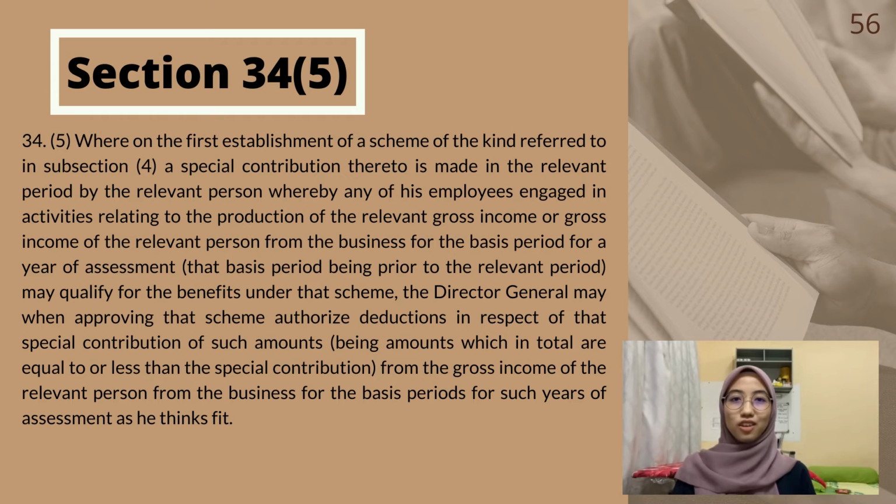Next is Section 34(5). In this section, it mentions the special expenses incurred by the business for the employees that are engaged in activities relating to the production of the relevant gross income, which are not stated in Section 34(4), but may qualify to be deducted from gross income, which should first be under the concern of the Director General.